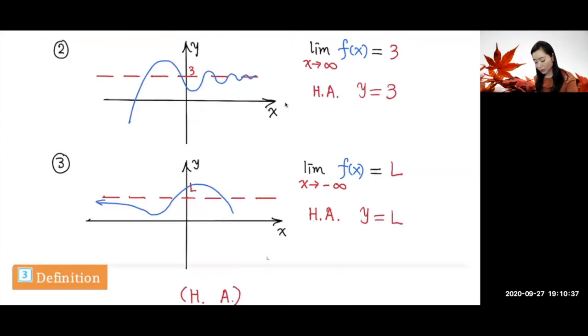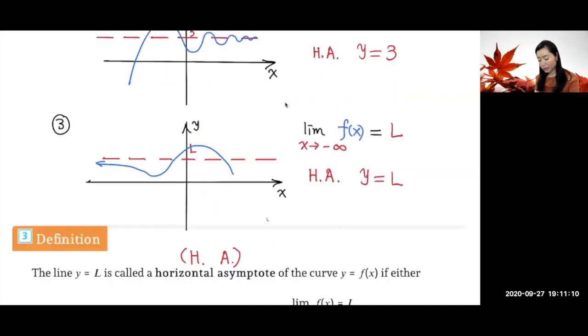Number 3, in this example, we look at the end behavior of this function f. On this end, the function value doesn't approach any finite number. However, on this end, we see that the function value is getting closer and closer to this number L. So we say this horizontal line y equals L is a horizontal asymptote.